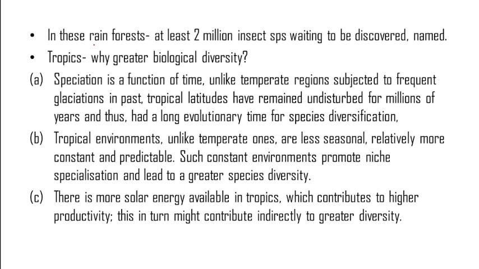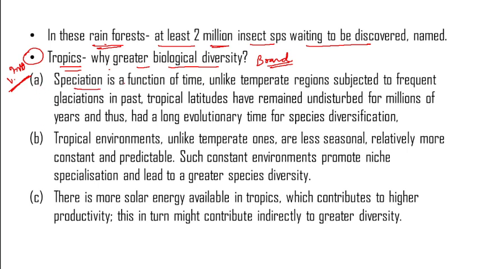Now we are talking again about the Amazon forest. In the Amazon forest there are at least 2 million insect species which are still waiting to be discovered and named. Now from this particular point, a very important question could be framed, and this question has come in board examinations earlier also. What is the question? Why in tropical areas is the greater biological diversity there? So what is the answer to this question?